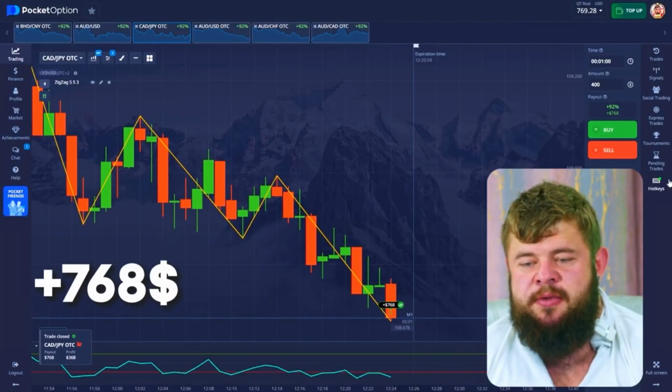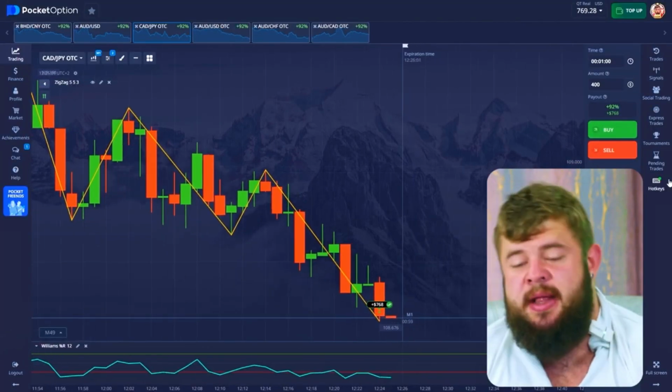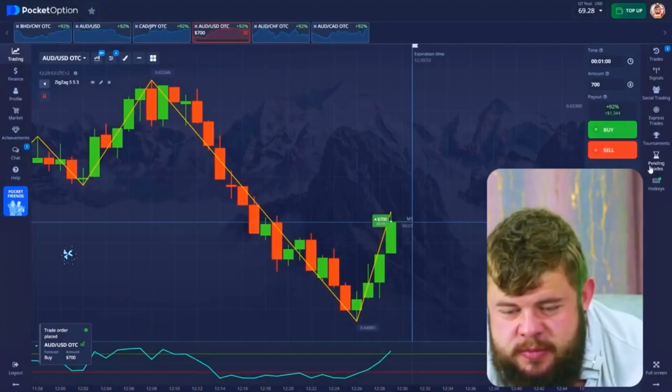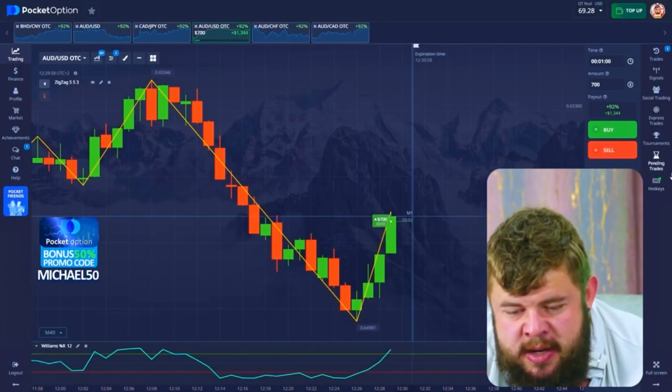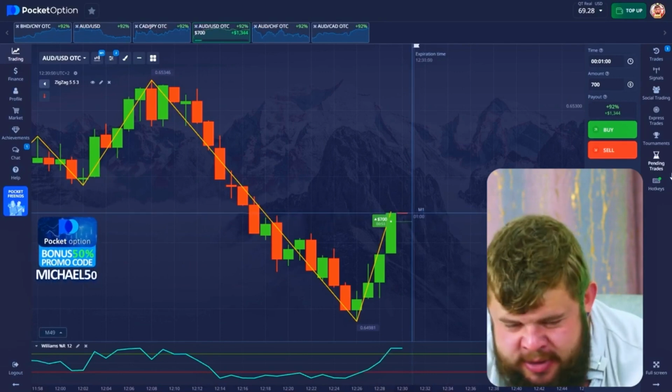So it's done. One more profitable trade. We have $769 on the account. So here we have opened a buy position according to the data from the ZigZag, because according to the ZigZag we are in the strongest buy zone.